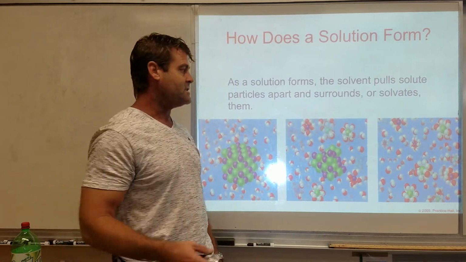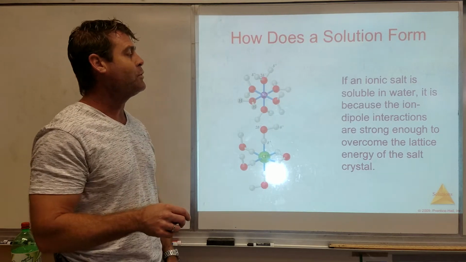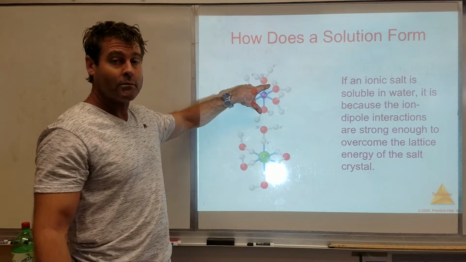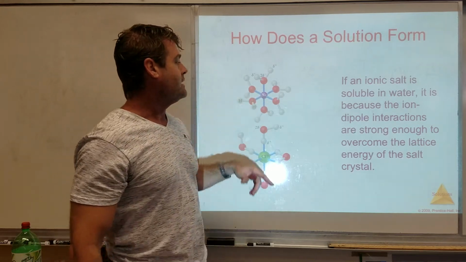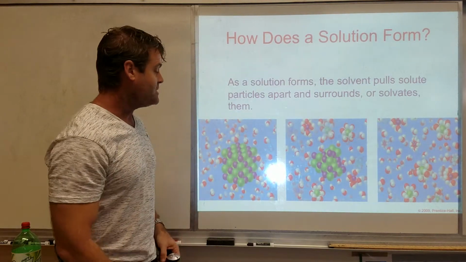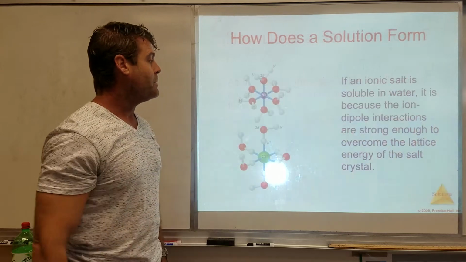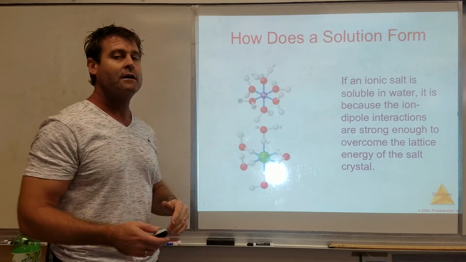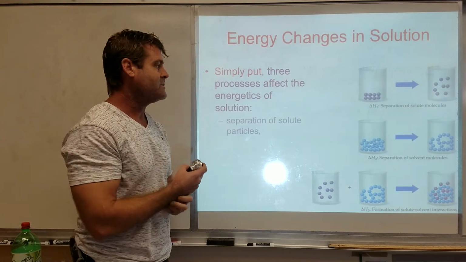the aqueous dissolved condition. If an ionic salt is soluble in water, it's because the ion-dipole interactions, that's what we have, right? It's an ion-dipole. You have the dipole from a water molecule, di meaning because it's got a positive and negative end, is attracted to the ion. It's strong enough to overcome the lattice energy of the salt crystal. You guys remember, the lattice energy is the energy needed to separate out the ions within an ionic compound. So basically, if the attraction between the water molecules and the ions is greater than the lattice energy, then that ionic compound will dissolve.